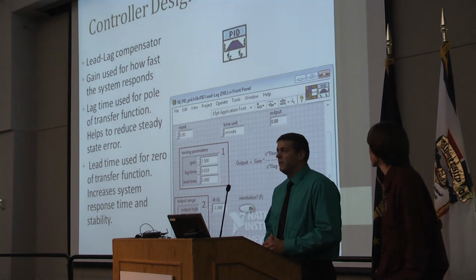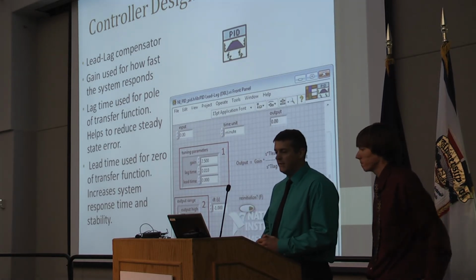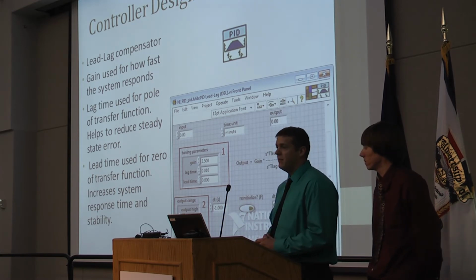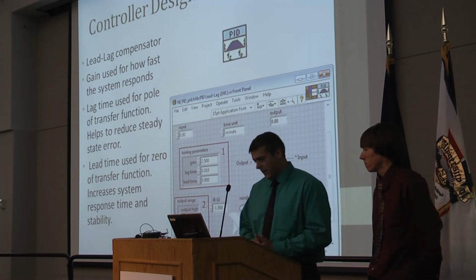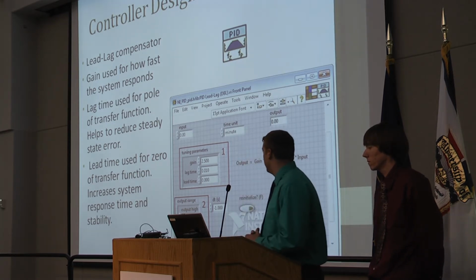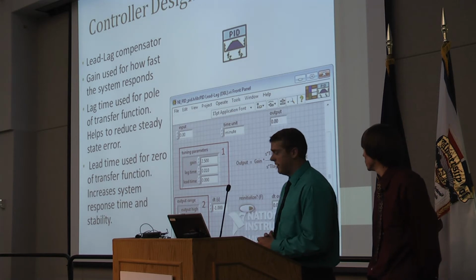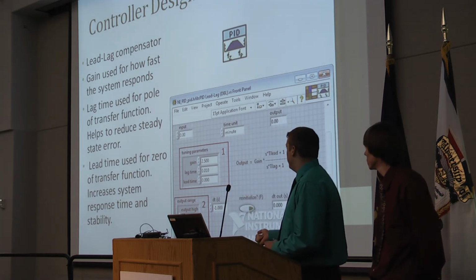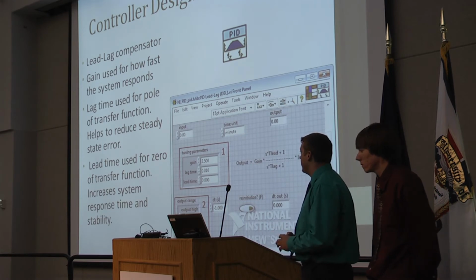And the type of compensator we implemented was a lead lag compensator. And this is the block that was used in LabVIEW to put in the block diagram. And the window here in the bottom right shows the parameters that we were able to change to tune this compensator. So the first set of parameters we tuned were the gain, lag time, and lead time.